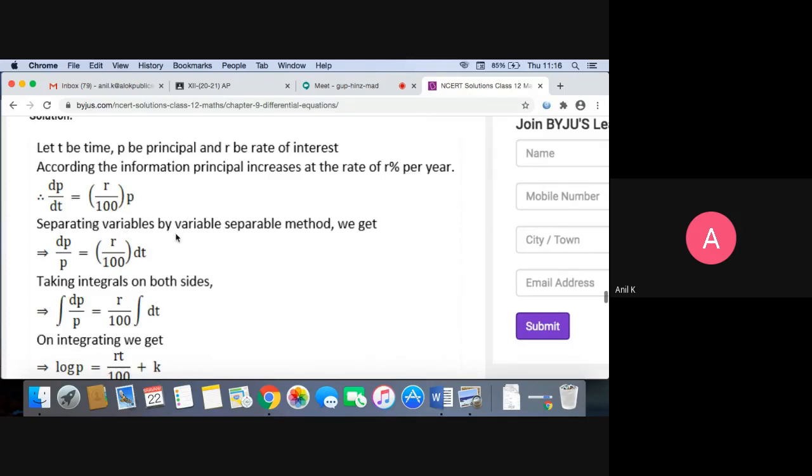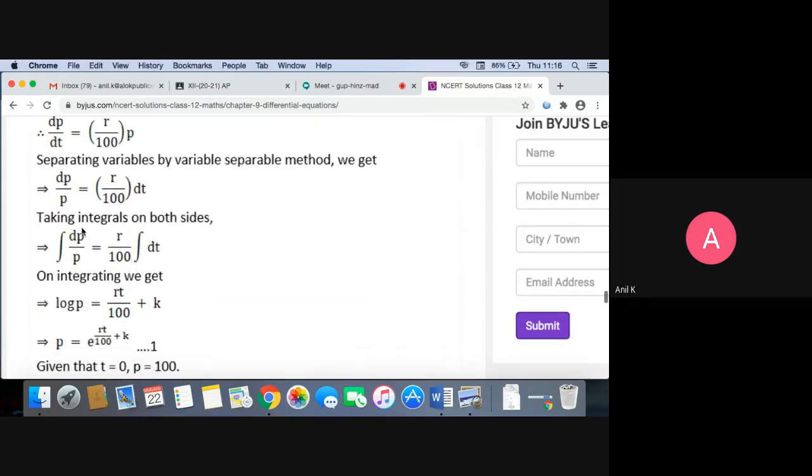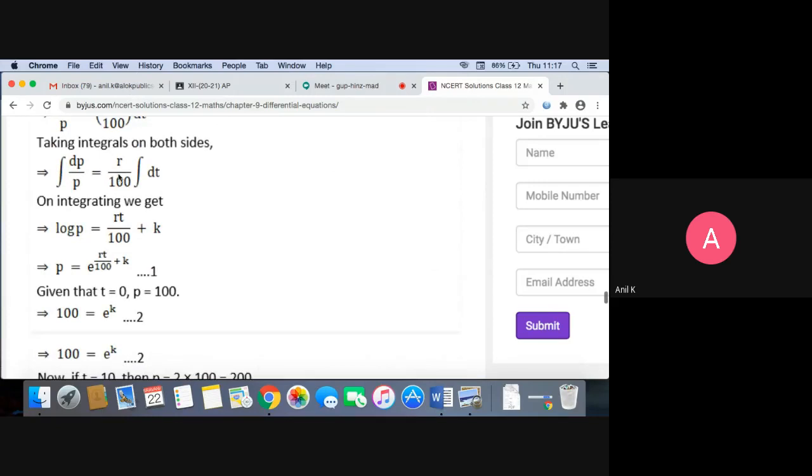Now, separating the variables, you bring the P terms to one side and the t terms to the other side. So I'll get dP by P equals r upon 100 into dt. When I integrate on both sides, r upon 100 is a constant term, so we bring it outside, and you get integral dt. The integral of 1 upon P is log P, and the integral of dt is just t. So you will get rt upon 100 plus k.